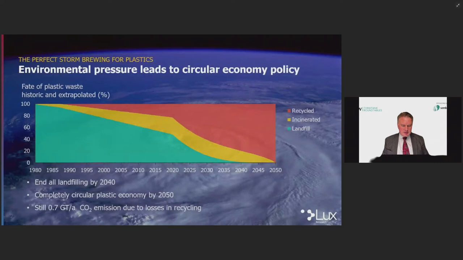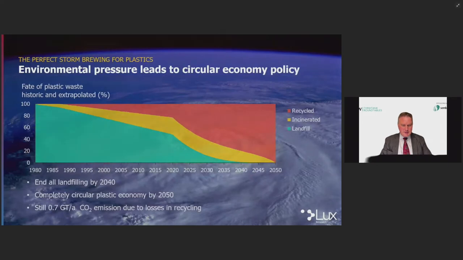As you can see, there's a clear change in the trend. And this is looking at government policies, at stated government policies, where people would like to end landfilling of plastic waste by 2040 and end incineration by 2050. The EU has actually stated goals for a completely circular economy by 2050. Even if you achieve that, there will be slightly less than 0.7 gigaton per year emission of CO2 from plastics, because it's impossible to go full circle, to completely recycle all of the plastic.